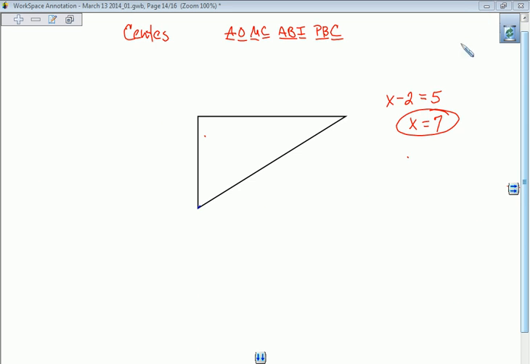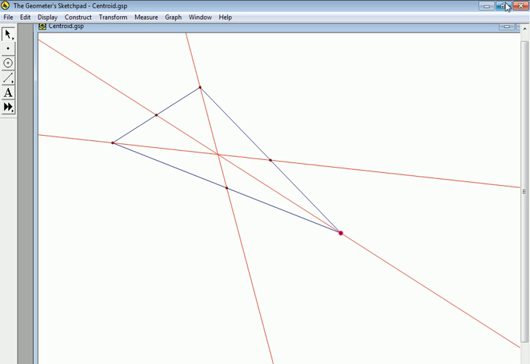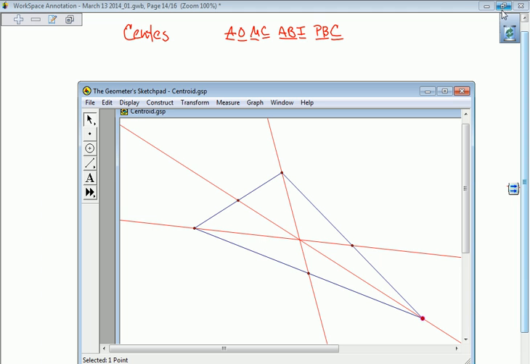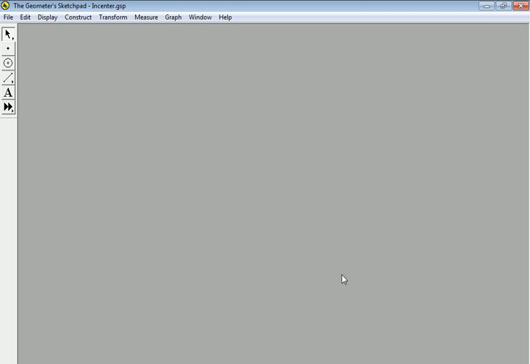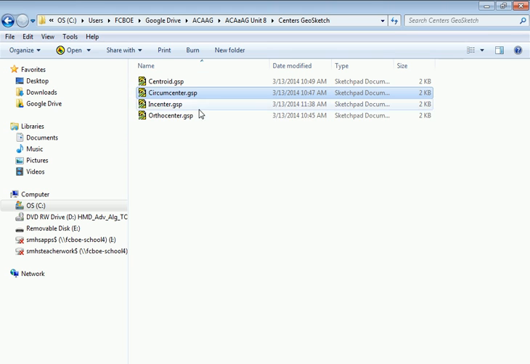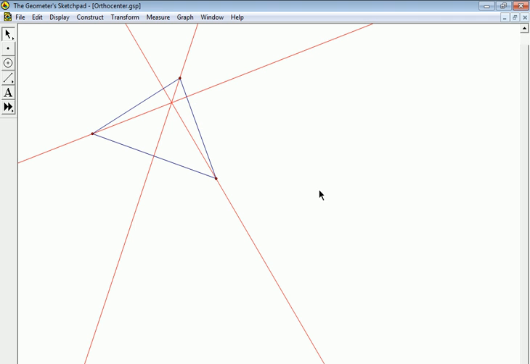Okay, so how do you minimize? The little minus button. Okay. Now let's look at the orthocenter. The orthocenter is formed by the altitude. So it goes from a vertex and it's perpendicular to the opposite side. Vertex perpendicular to the opposite side. Oops, that doesn't matter, I'll move it around.